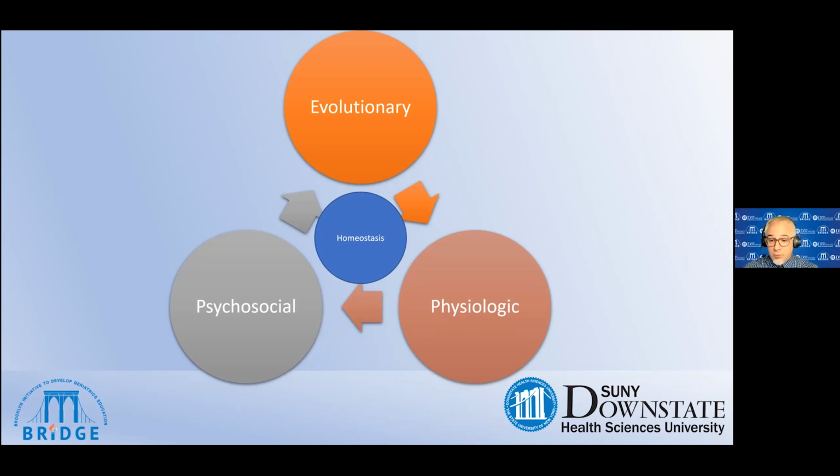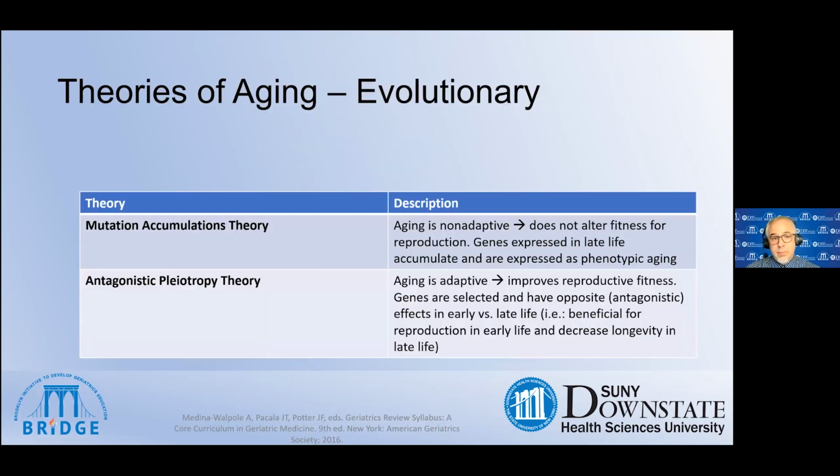And so careful, comprehensive history and understanding of each model, understanding of normal and abnormal aging guides the clinical assessment and should guide your treatment. So theories of aging, evolutionary models include the mutation accumulation theory and the antagonistic pleiotropy theory.